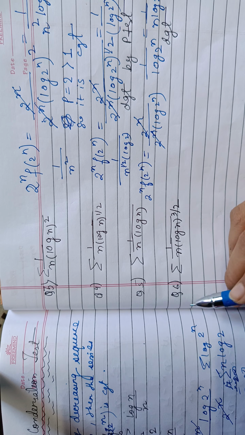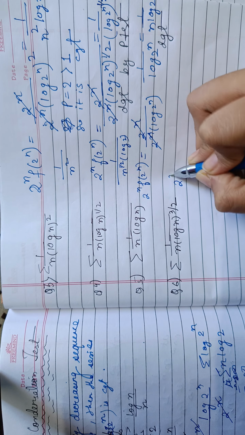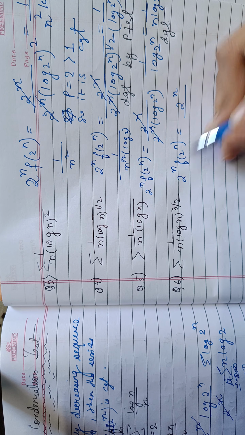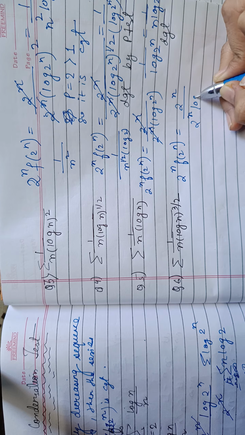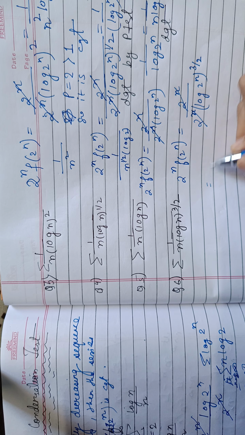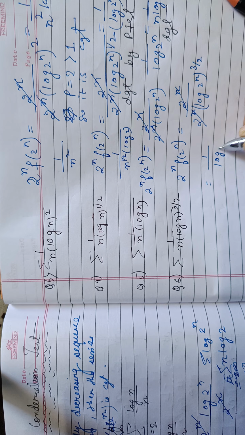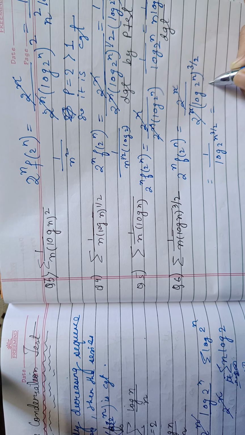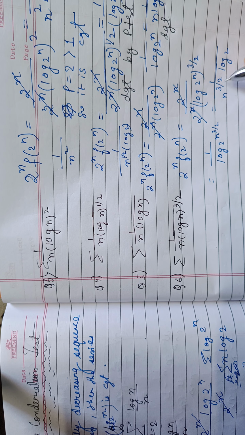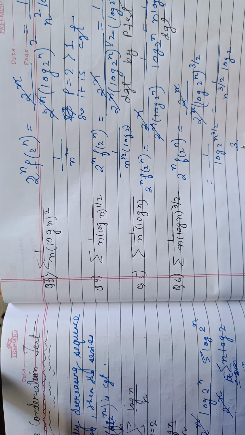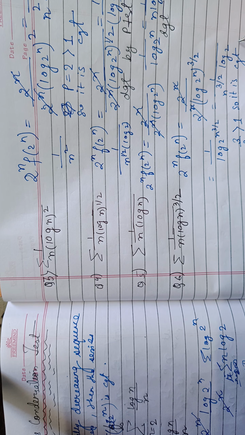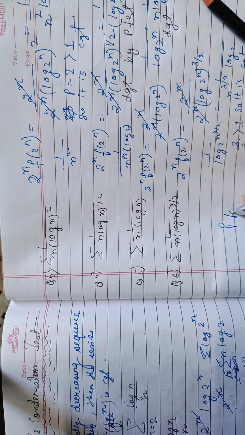Okay, the sixth number question, that is 2 to the power n, f of 2 to the power n is 2 to the power n upon 2 to the power n log 2 to the power n, whole to the power 3 by 2. I can write it as 1 upon log 2, n to the power 3 by 2. N to the power 3 by 2, I will bring it in the front side. So 3 by 2 is 1.5, so 3 by 2 is greater than 1. So it is convergent by p test.